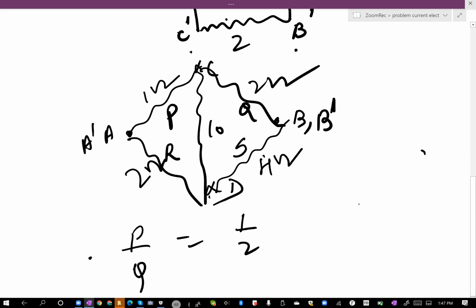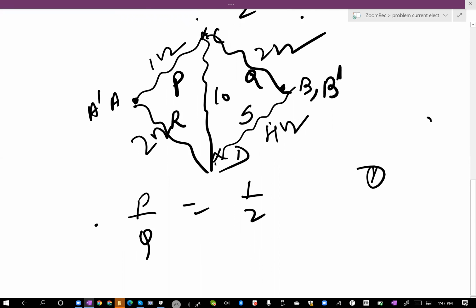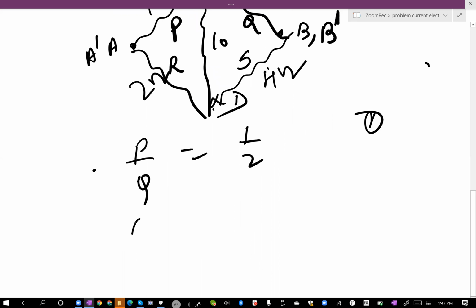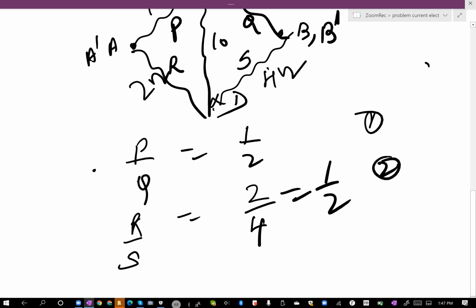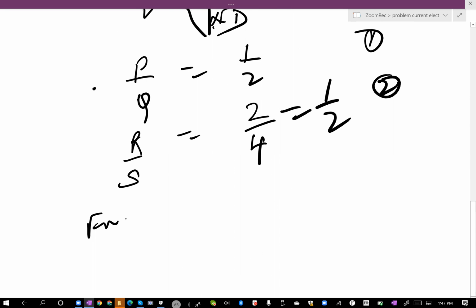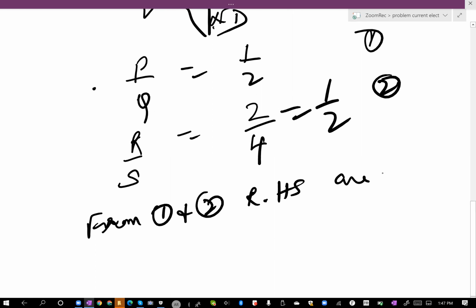1 divided by 2, that is equation 1. And then in the second equation, R by S, I'm going to see. R is 2 ohms, S is 4 ohms, and 2 by 4 is also equal to 1 by 2. So from 1 and 2, right-hand sides are equal. Therefore, it follows that P by Q equals R by S.